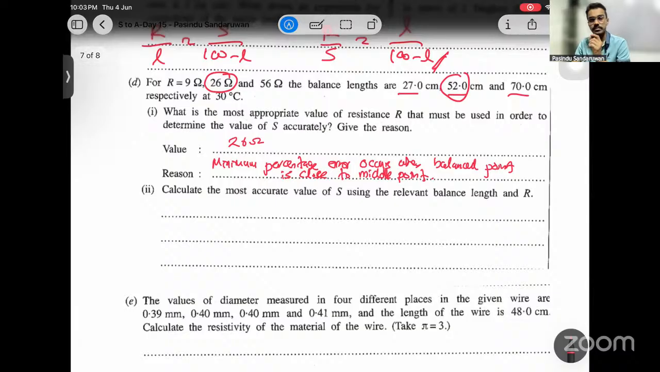Remember this for the potentiometer as well, because the potentiometer and the meter bridge are two comparative instruments. In the potentiometer also it is the same.